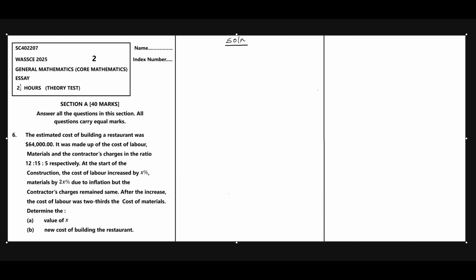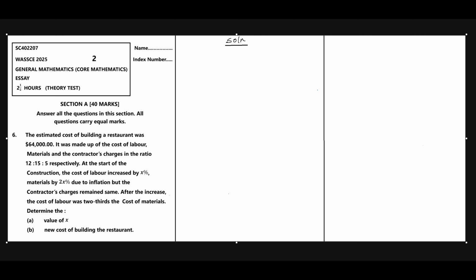WASSCE 2025 Core Mathematics Paper 2. Question number 6. The estimated cost of building a restaurant was $64,000. It was made up of the cost of labor, cost of materials, and the contractor's charges in the ratio 12:15:5 respectively. Now, at the start of the construction, the cost of labor increased by X%, and the cost of materials increased by 2X% due to inflation.